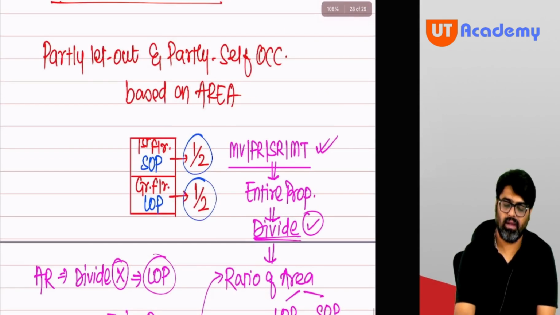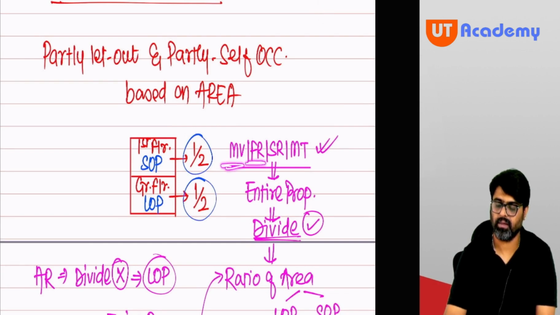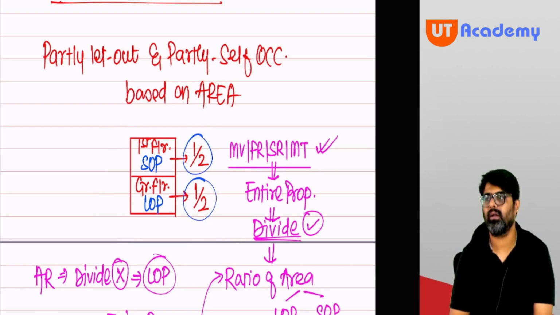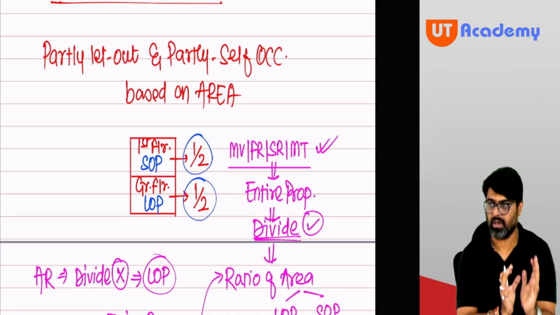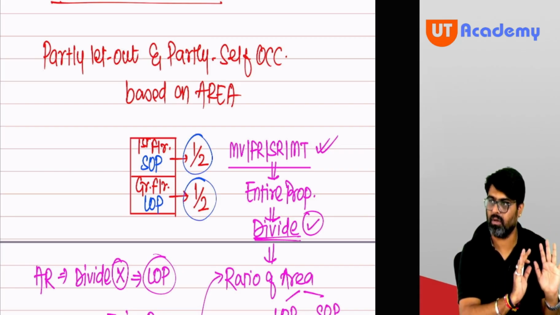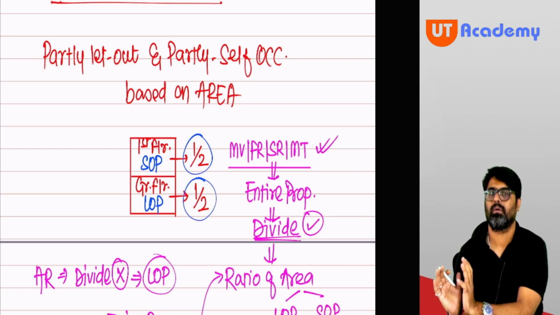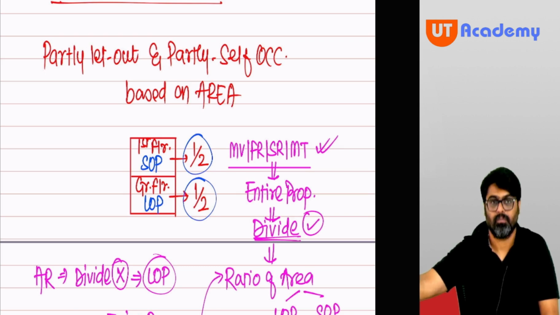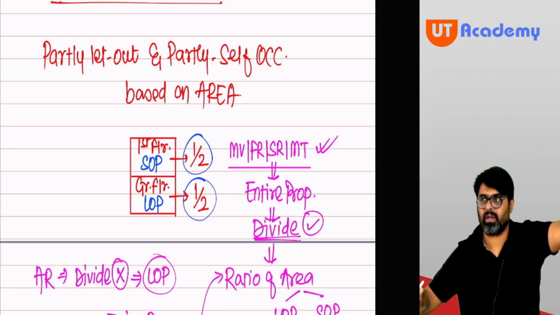If the municipal value, fair rent, standard rent, and municipal tax are all given for the entire property, you will divide them in the ratio of area. From the amounts related to the let out portion only, the income of the let out portion will be calculated. The amount related to the self-occupied portion will be ignored because the income of the self-occupied portion is exempt, provided the other 2 SOPs are not taken as exempt. Otherwise, this will be DLOP, and then these figures will also be counted for DLOP.